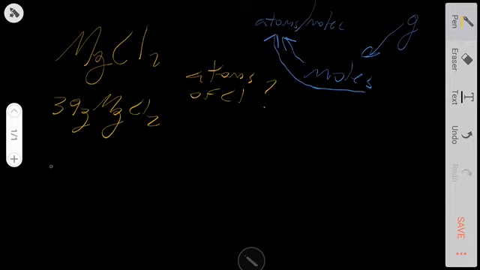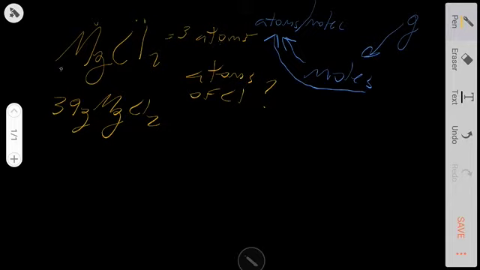Okay, so I started with grams, and I want to get all the way to atoms. Before we get to this, though, I want you to notice, when I look at magnesium chloride, how many atoms do I have right here? I have 1 magnesium, and I have 2 chlorine. So total here is 3 atoms. That's going to be important.